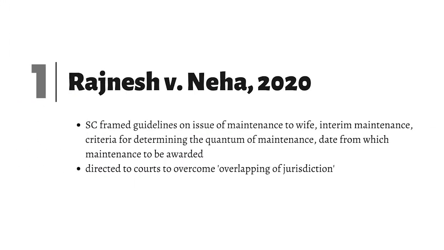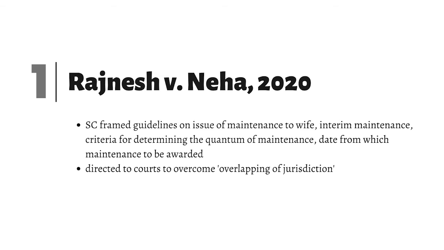First case is Rajnesh versus Neha, a case of the year 2020, wherein the Supreme Court framed guidelines with respect to the issue of maintenance to wife and also with respect to interim maintenance. Together with that, guidelines with respect to the criteria for determining the quantum of maintenance and the date from which maintenance is to be awarded. So it has actually provided guidelines with respect to maintenance in entirety. Together with that, the Supreme Court has also directed the courts to overcome overlapping of jurisdiction.